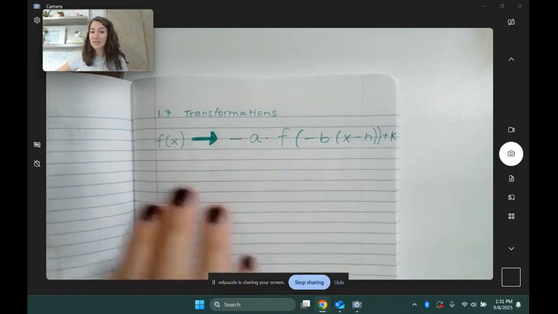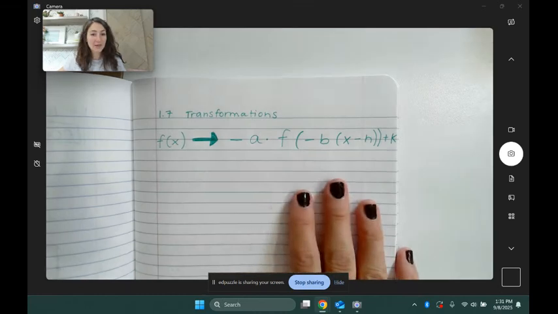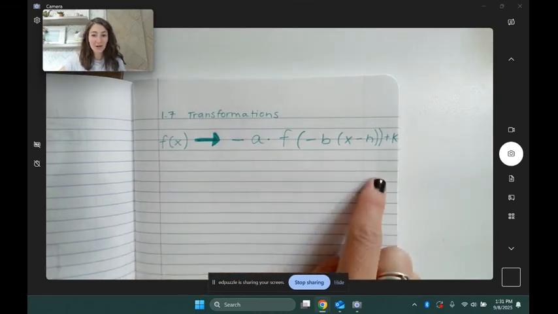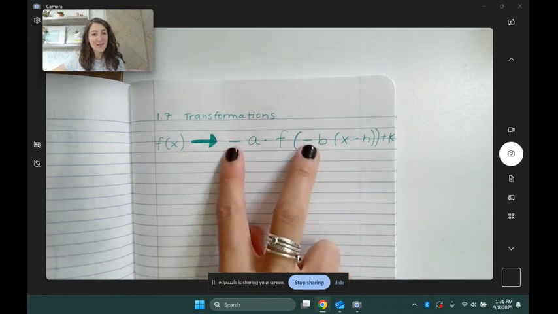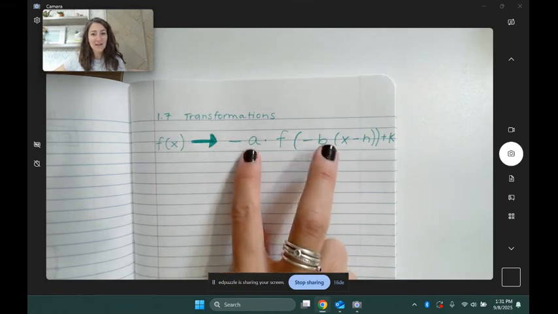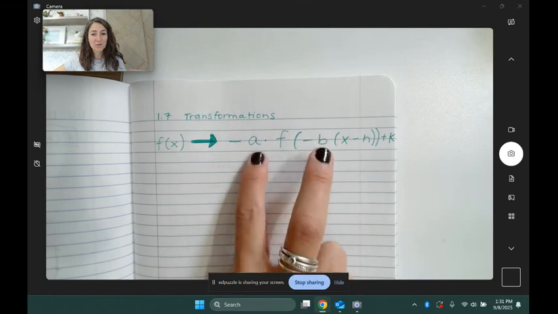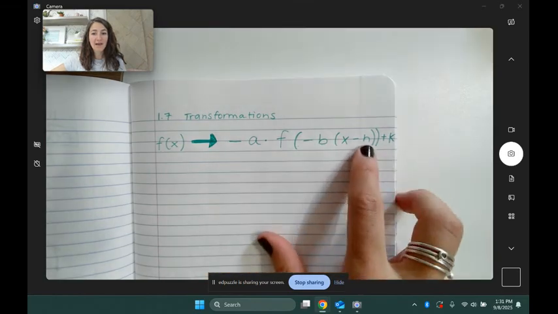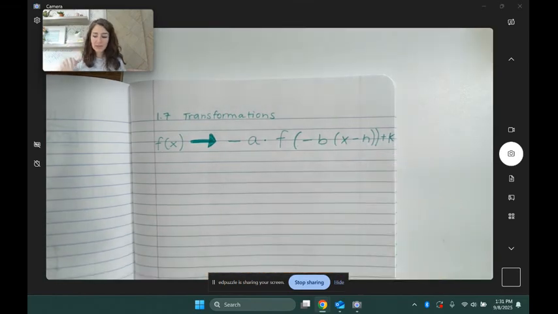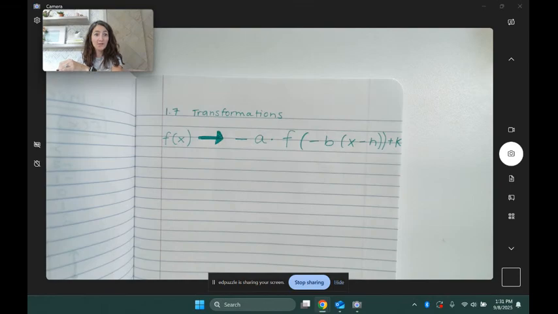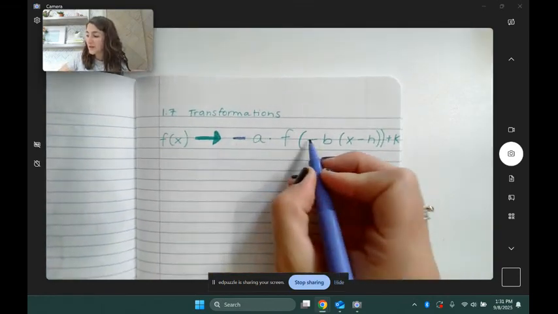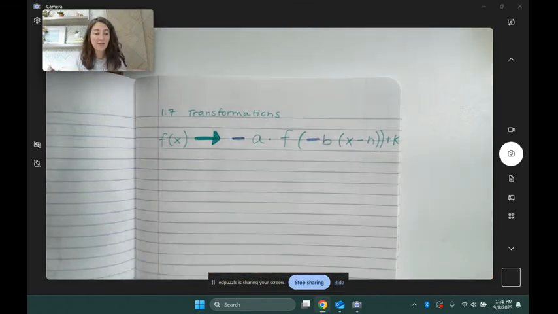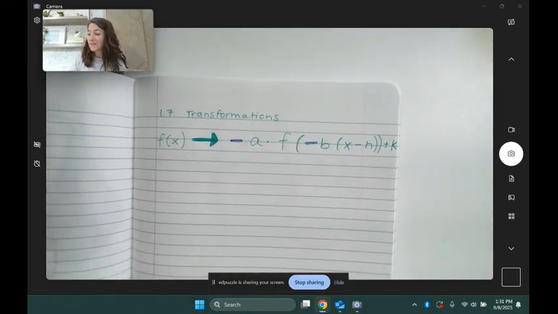All right, so looking at this rule up here, from here to here, there are 6 things that are different. There's a negative sign, there's an a and a b, so 1, 2, 3, 4, and then this h and this k. Those are the 6 things that have changed. So they all do a different thing. So the negative signs, let's start with that. I've got a negative all the way out front or a negative inside. What's the difference?